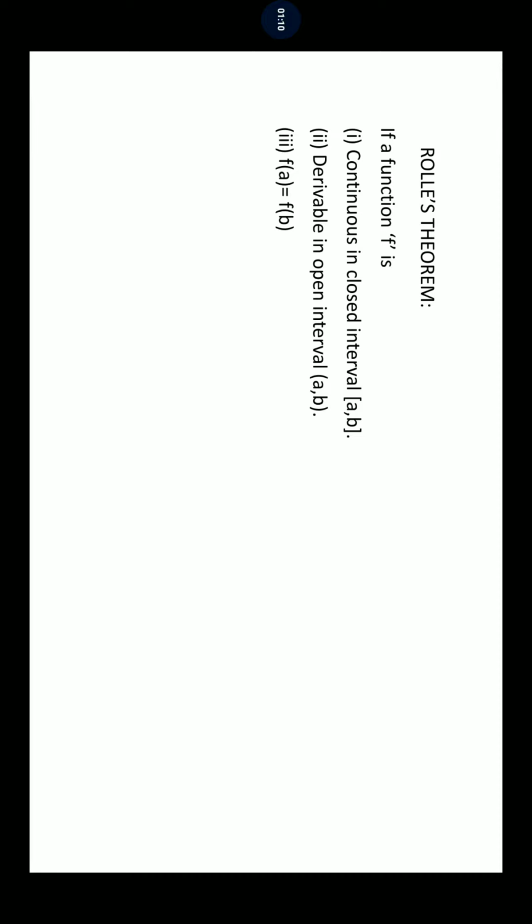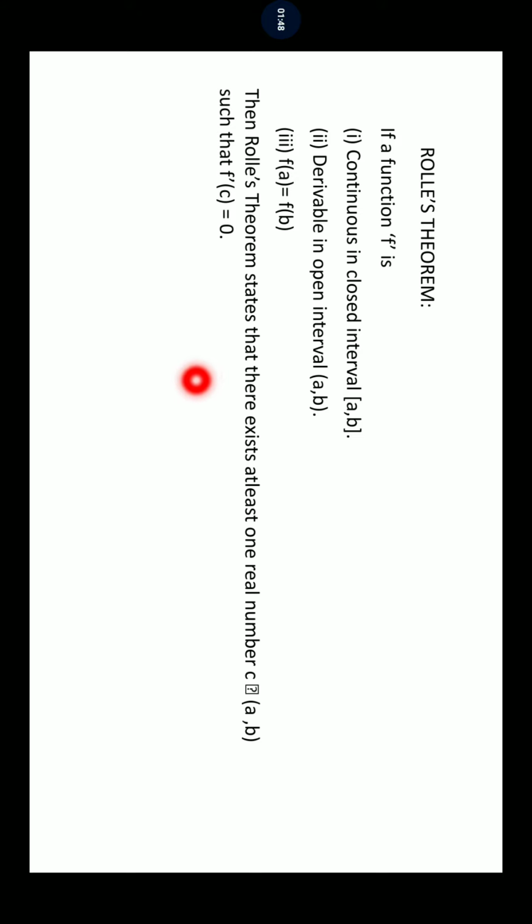Rolle's theorem states that if f is continuous in closed interval a comma b and derivable in open interval a comma b, and if f of a equals f of b, then there exists at least one real number c, c belongs to open interval a comma b, such that f dash of c equals 0. So this is the statement of Rolle's theorem.